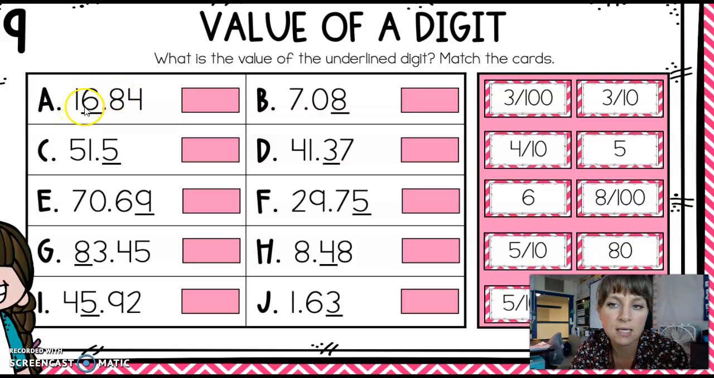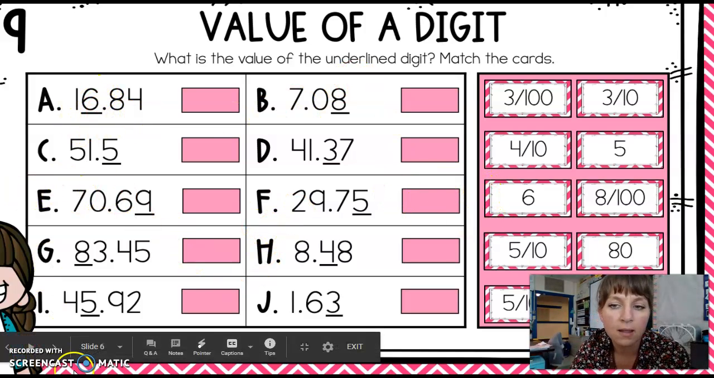So you have 16 and 84 hundredths. You're looking for the 6. It's in the ones place. So you would click and drag that example into the correct box.